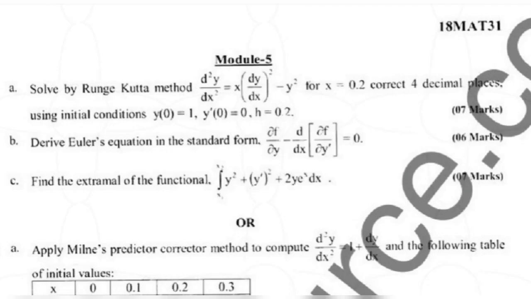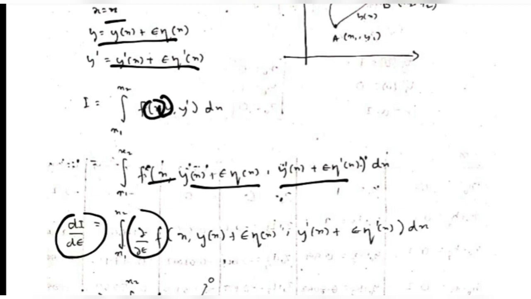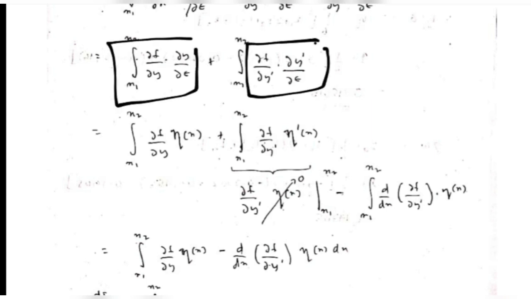The next question asks to derive Euler's equation in the standard form. You will be using these three values in this equation, f of x comma y dash. Instead of y you will write this one, instead of y dash you will write this one, and then you will differentiate both sides with respect to epsilon. Since x is constant here, this will become 0, and moving on further we will separate both of these terms, and then we will solve the integral by parts.